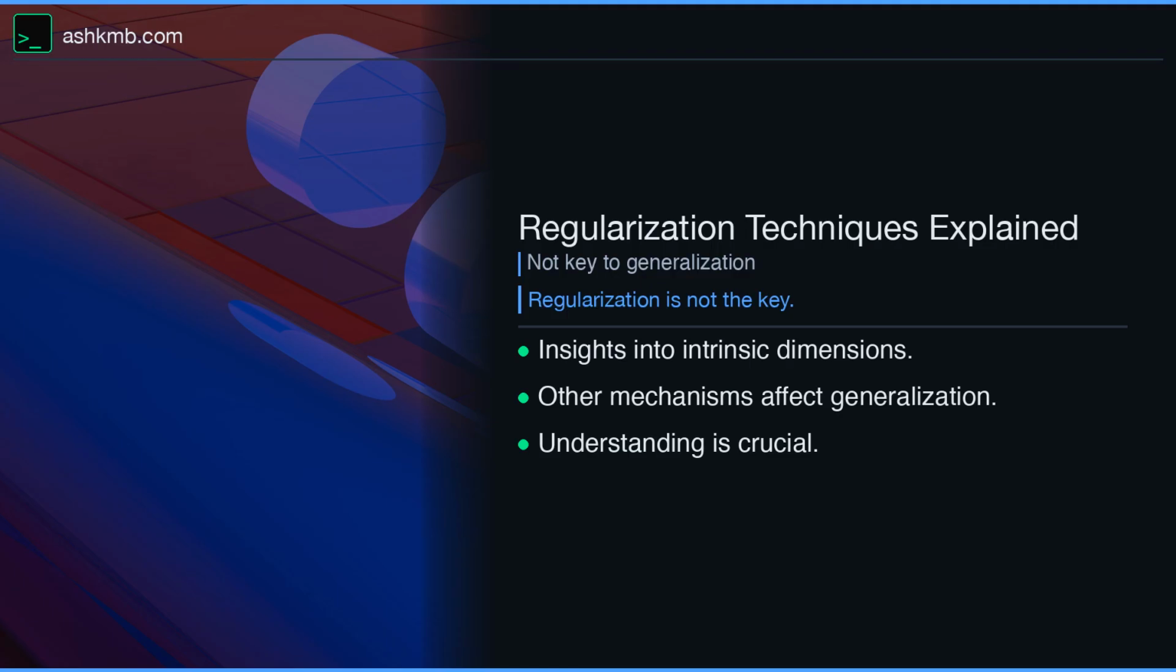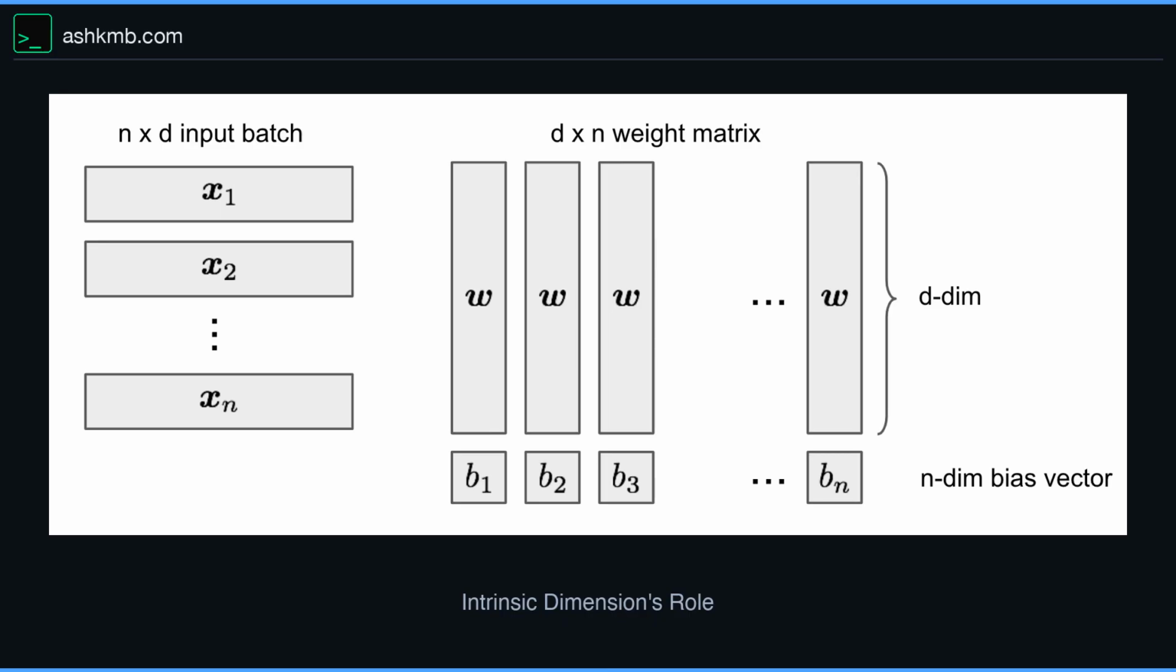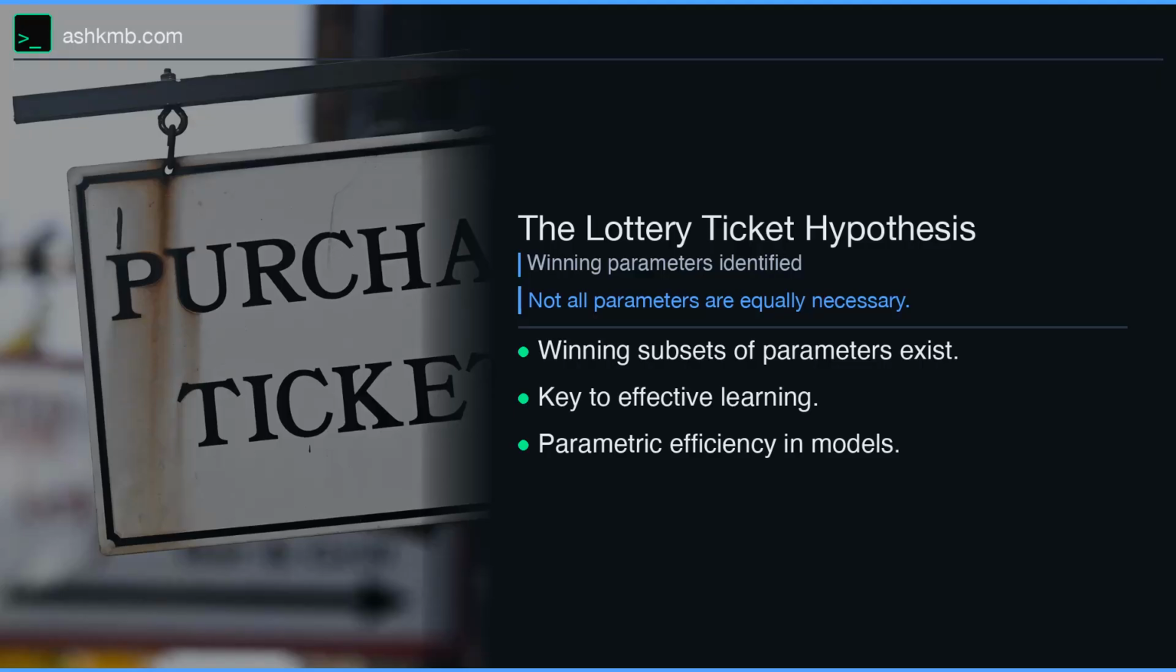Understanding intrinsic dimensions and other mechanisms is crucial to grasping why deep neural networks can generalize. The concept of intrinsic dimension influences overfitting. This indicates that the effective capacity of a model to generalize is linked to the complexity of the data, rather than solely the number of parameters. The lottery ticket hypothesis suggests that not all parameters are equally necessary. There are winning subsets of parameters that contribute most to effective learning.